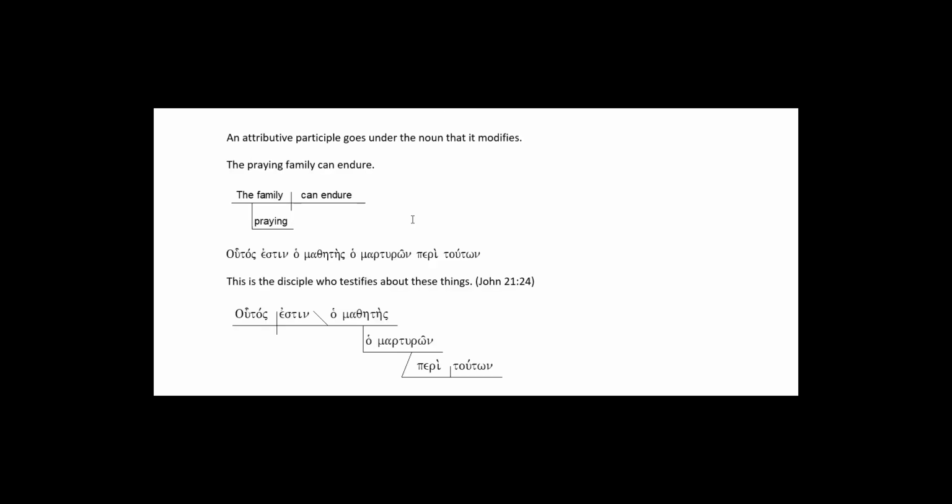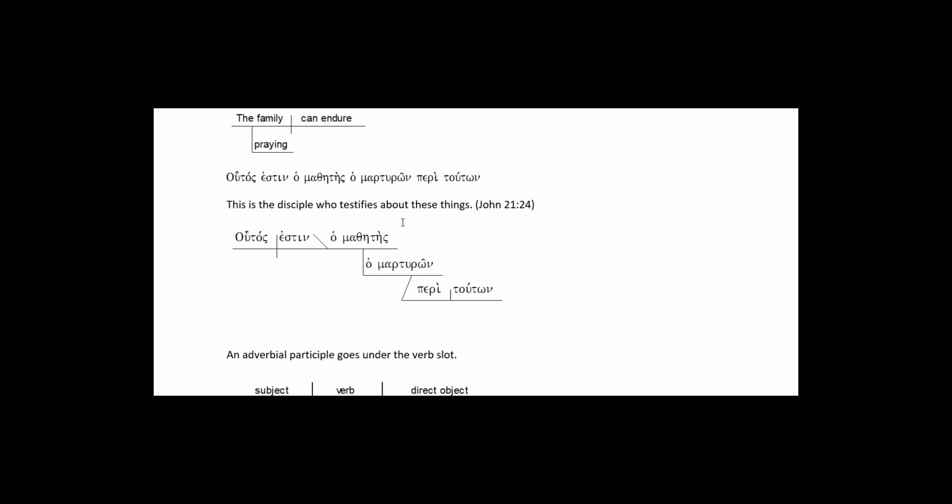Let's say we have an attributive participle, such as the praying family can endure. What kind of a family is it? It's a praying family. So we would put the participle praying, assuming this is a participle for this example. We would put that participle right here, the praying family, and then here's the verb, can endure.